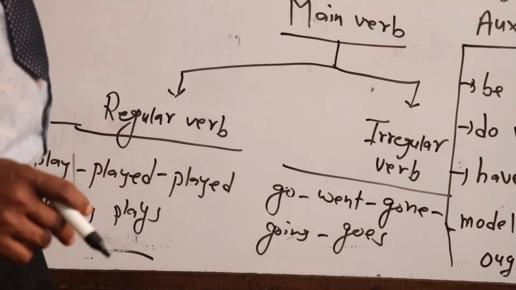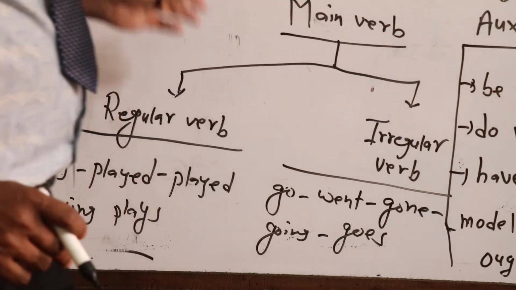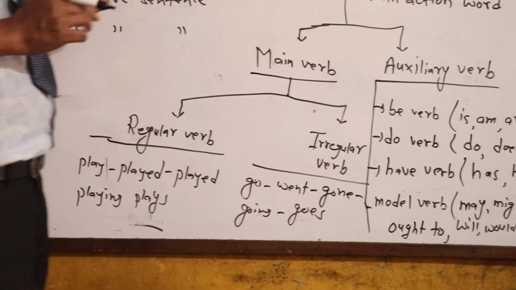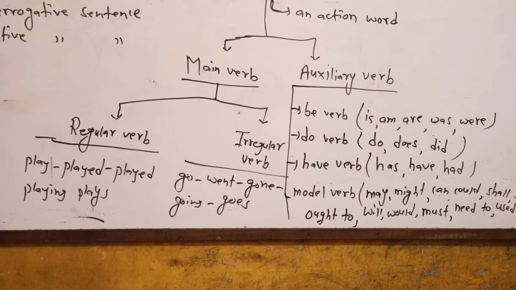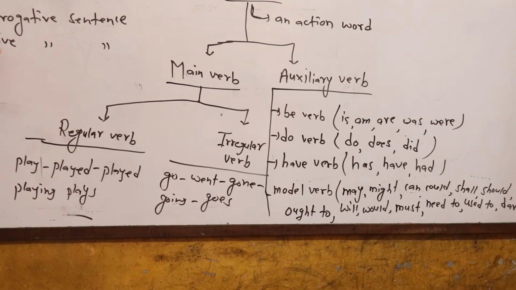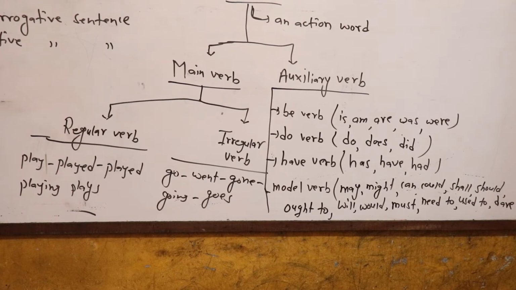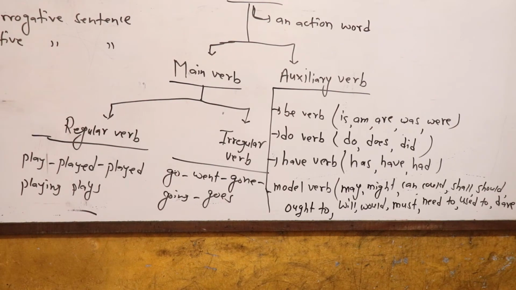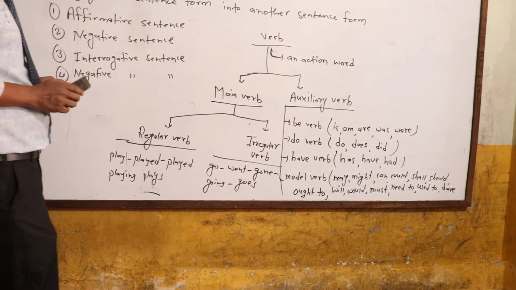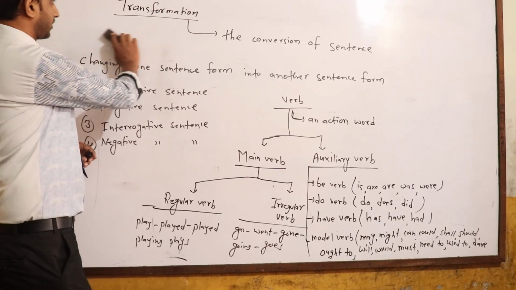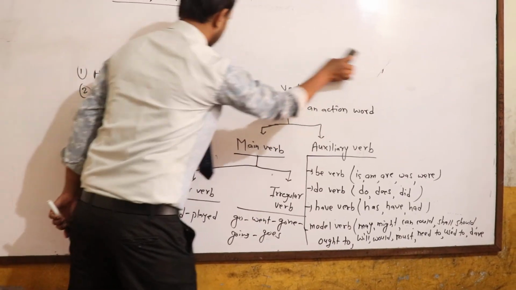Here we only need to understand how auxiliary verb and main verb work in changing affirmative sentence into negative sentence, interrogative sentence, or negative interrogative sentence, how the sentence changes its form. Okay? So now I will go to the rules for how we can change affirmative sentence into negative sentence. Let me draw this.